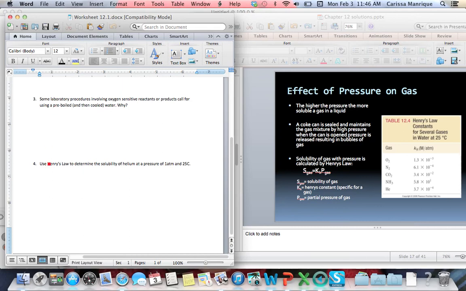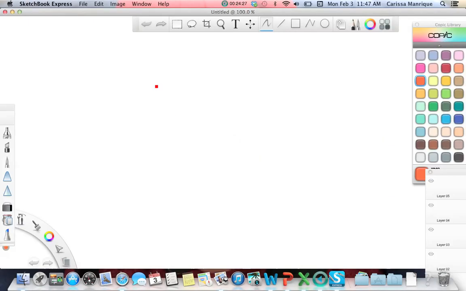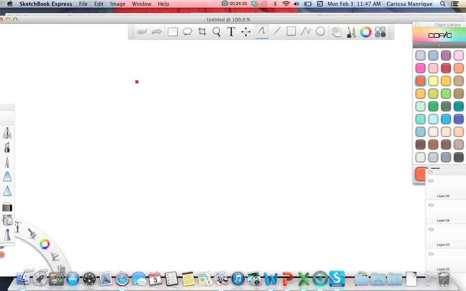Let's look here. Use Henry's law to determine the solubility of helium at a pressure of 1 atmosphere at 25 degrees Celsius. So we want the solubility, which is S, or sometimes they'll say concentration. We have 1 atmosphere, and K for helium is 3.7 times 10 to the negative 4. What concentration will we have? Concentration equals K times the pressure. The concentration we're trying to find.